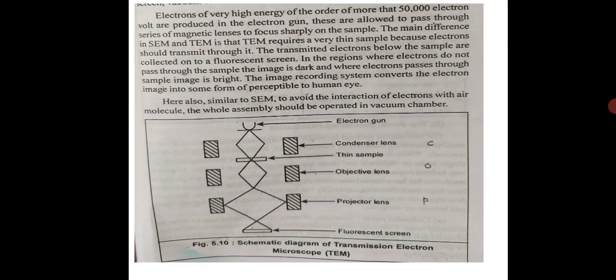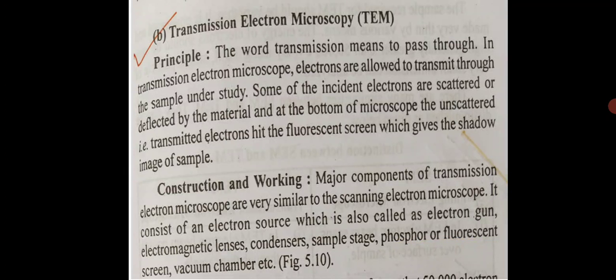Okay, top-down and bottom-up fabrication, first the colloidal route. Today we have discussed transmission electron microscopy, its principle, construction and working, and the difference between scanning electron microscopy and transmission electron microscopy. Then top-down and bottom-up fabrication, and the colloidal route.